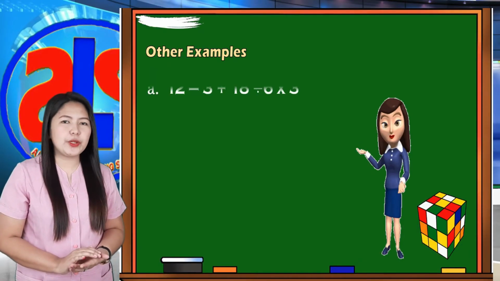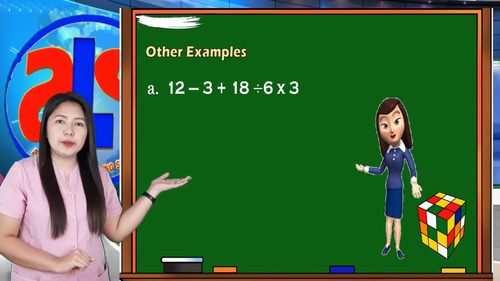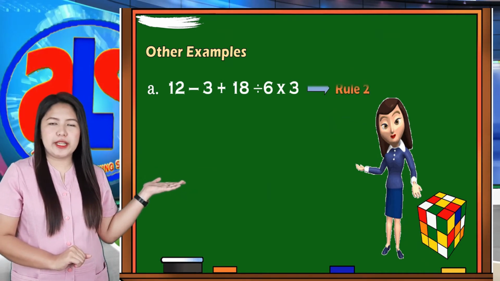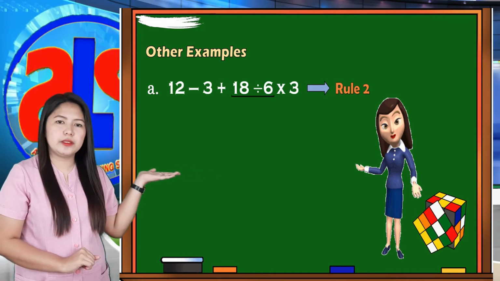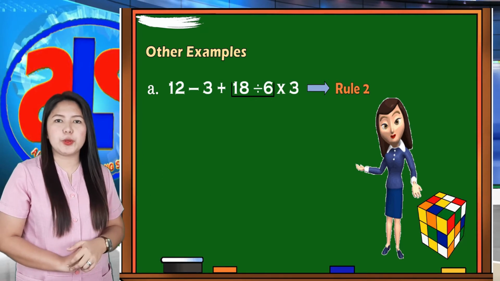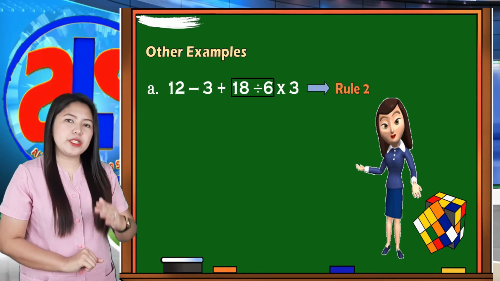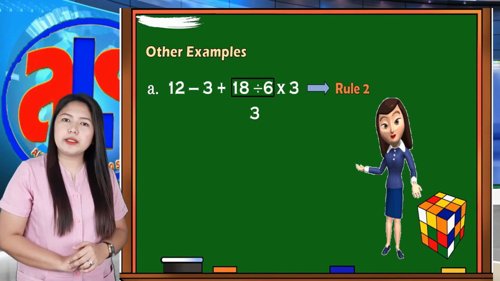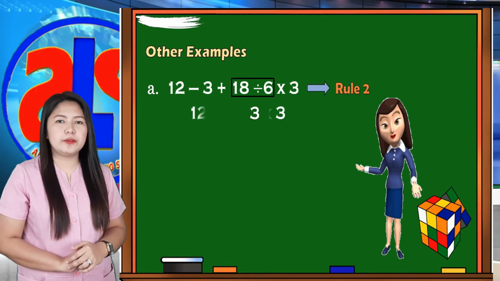So, meron pa ako ditong iba pang halimbawa. So, letter A, 12 minus 3 plus 18 divided by 6 times 3. So, tingnan mabuti ang expression na ito. So, meron tayong subtraction, addition, division, and multiplication. So, since wala tayong nakikitang parenthesis, magpo-proceed tayo sa rule number 2 na kung saan mag-multiply tayo or magdi-divide as they occur from left to right.